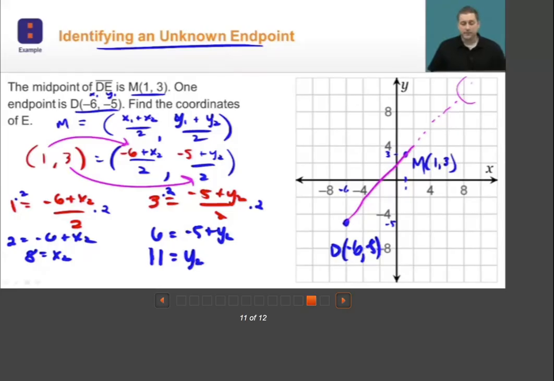Let's see if that makes sense. Well, if we plotted 8, 11, that's going to get me right here. Well, that's about where we predicted. If we draw in our line and look a little cleaner, does the point M look to be exactly halfway in between D and E? It does. So we know our coordinate of 8, 11 is the other endpoint. So see if you can go ahead and use the midpoint formula to solve a problem similar to this one.